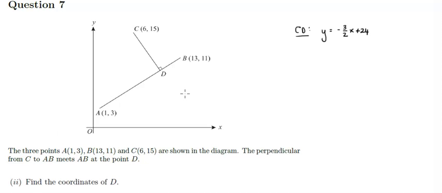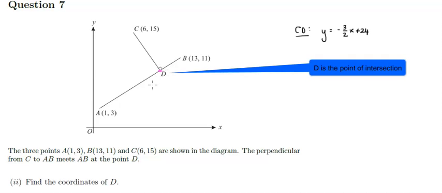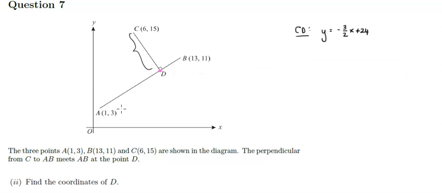Okay, so question 7, part 2. Here we have to now find the coordinates of D. In part 1, we found the equation of CD, but in this question we're now asked to find the coordinates of D. So you just need to recognize in this question that D is the intersection between the line CD and the line AB.